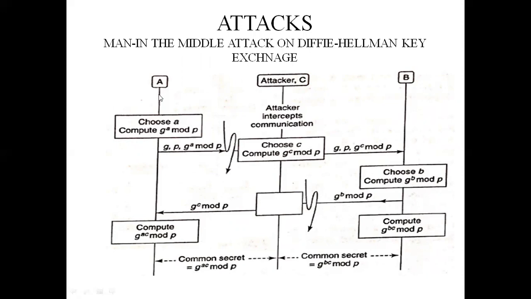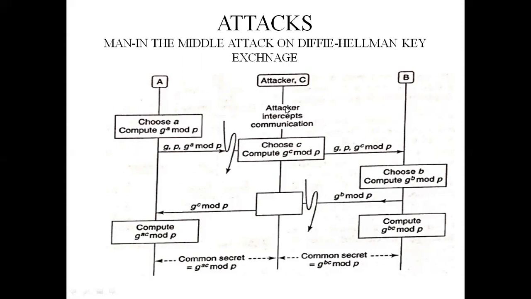A chooses a random integer a and is going to compute G^a mod P, where G is a generator and P is a prime number. It computes G^a mod P, which will be sent to B. But while A thinks it is sending this to B, actually it will be received by an attacker or intruder who acts as a middleman.